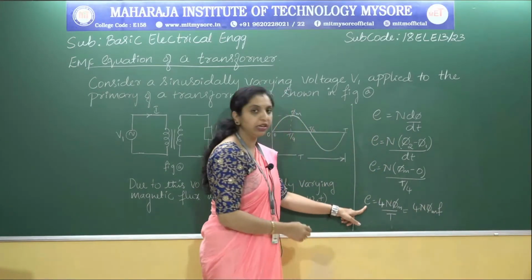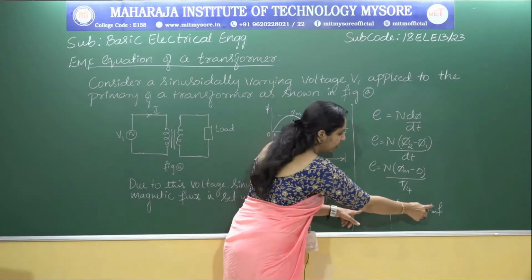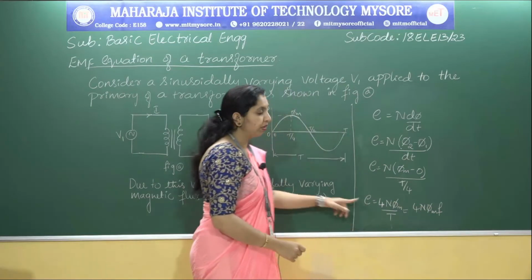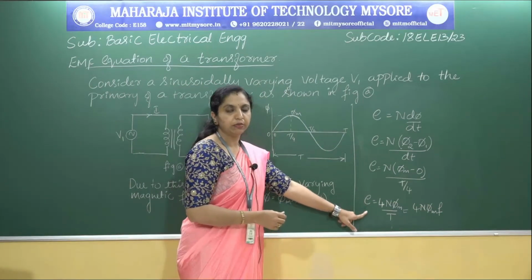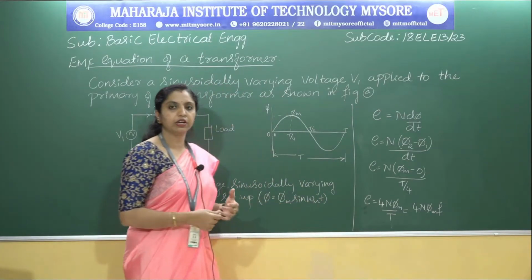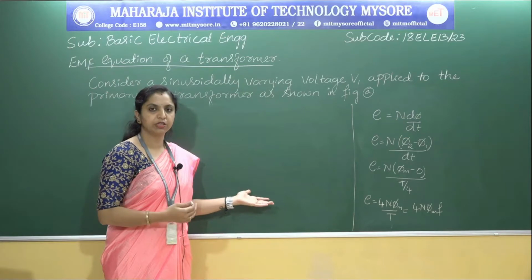So now we have obtained E, that is the average induced EMF. So E is equal to 4 n phi m into F. But finally we need to express this EMF equation in terms of the RMS value. Now how can we convert this average value into RMS value?